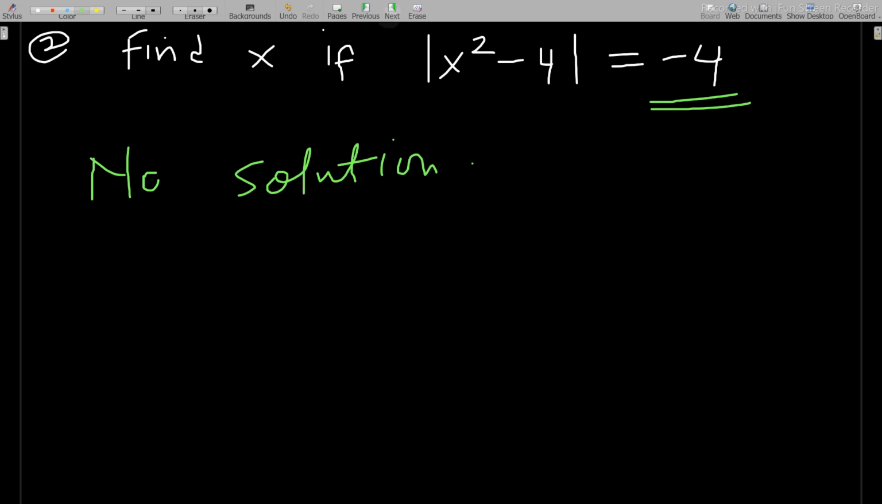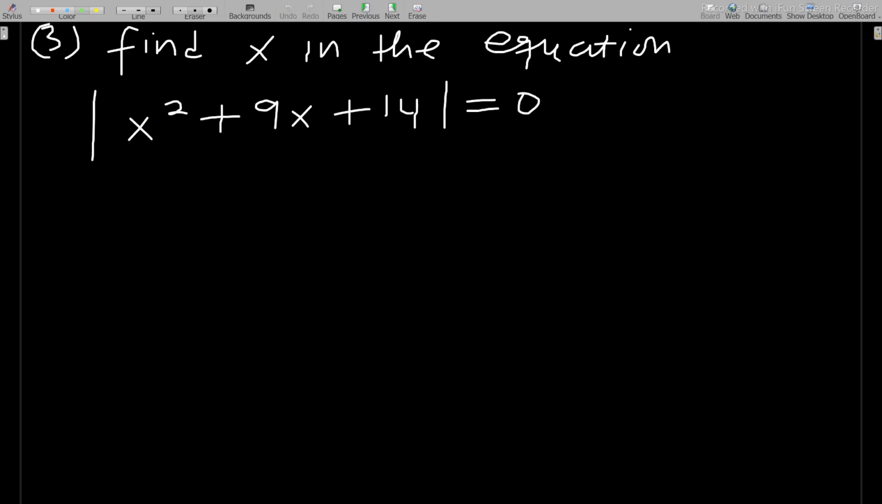Okay, so let's continue. Now the third one, you have find x in the equation the absolute value of x squared plus 9x plus 14 equals 0. Now since this is equal to 0, all that you do is what? Remove the absolute value symbols. Then you just solve it linearly.